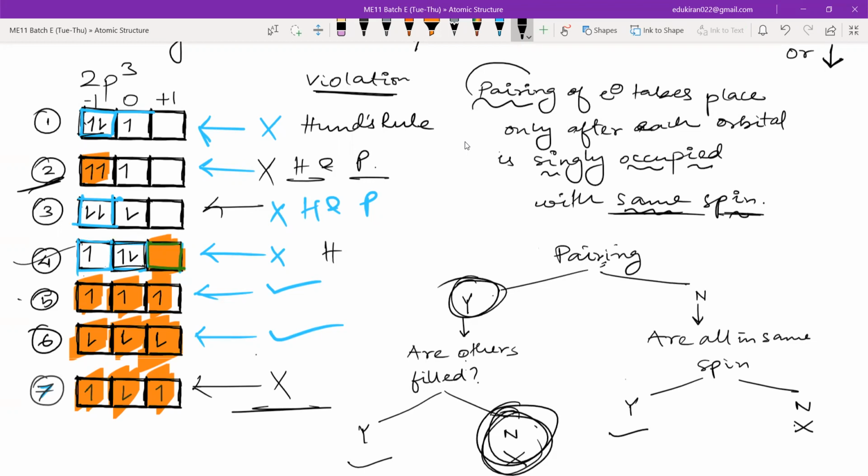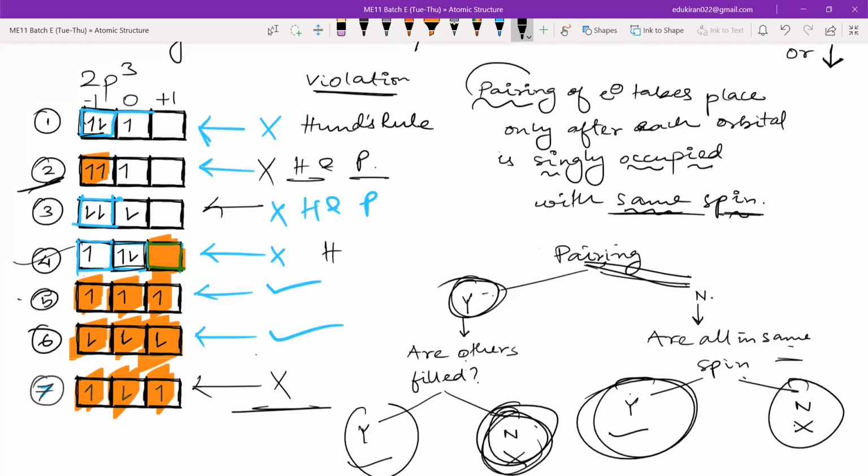Fifth one, is pairing done? No, pairing is not done. Are all in the same spin? Yes, that is why it is right. Sixth one, is pairing done? No. Are all in the same spin? Yes, that is why it is right. Seventh one, is pairing done? No. Are all in the same spin? No, that is why it is wrong. So can you follow this flow chart for pairing? Yes or no? Yes, sir, this is easy.